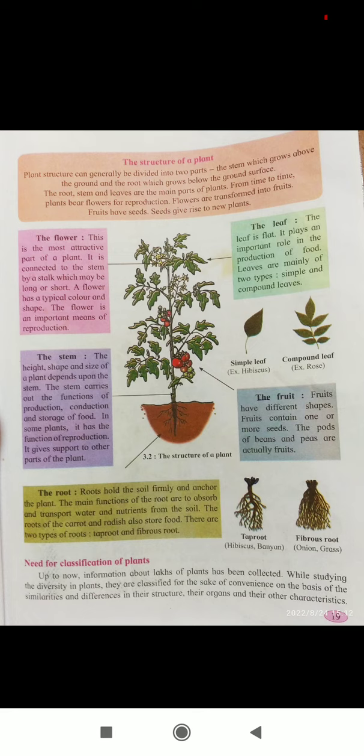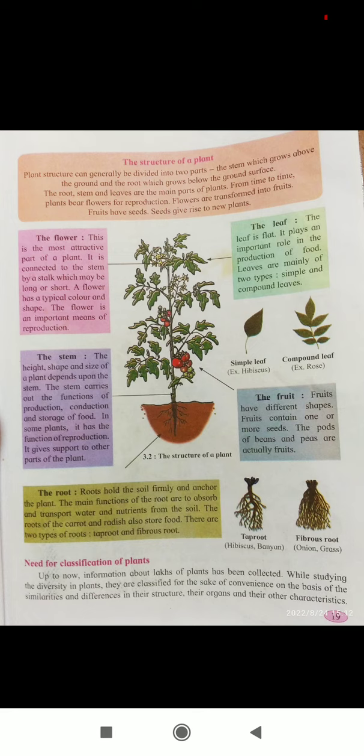The flower. This is the most attractive part of the plant. It is connected to the stem by a stalk. It may be long or short. A flower has typical color and shape. This flower is an important means of reproduction. The leaf. The leaf is flat. It plays an important role in the production of food. Leaves are mainly of two types, simple and compound leaf.